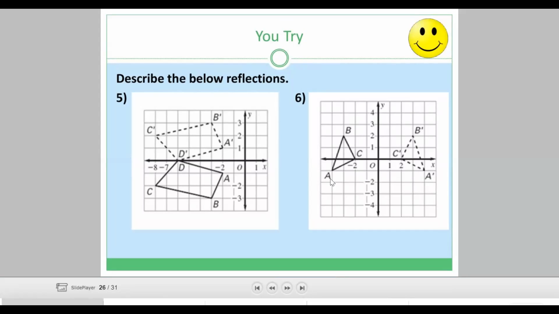All right, let's look at this example here. What is the mirror line in the example that's labeled 6? X equals 0. Very good. So the mirror line here is the y-axis or the line x equals 0.